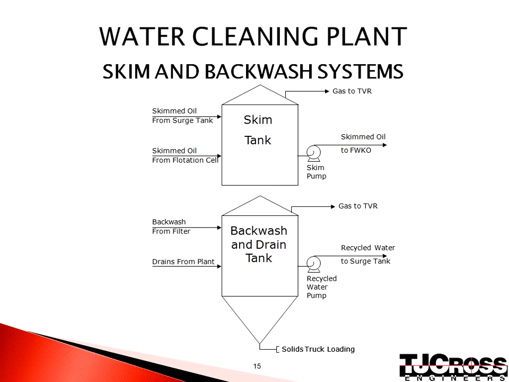The various skimmings are collected in a skim tank. They may be recycled to the front of the plant and treated in the free water knockout, or may be batch treated by a different process. Water and skim oil from the backwash are typically treated in a cone bottom tank where the solids settle out. Water and oil are recycled to the plant and the solids are removed for disposal.